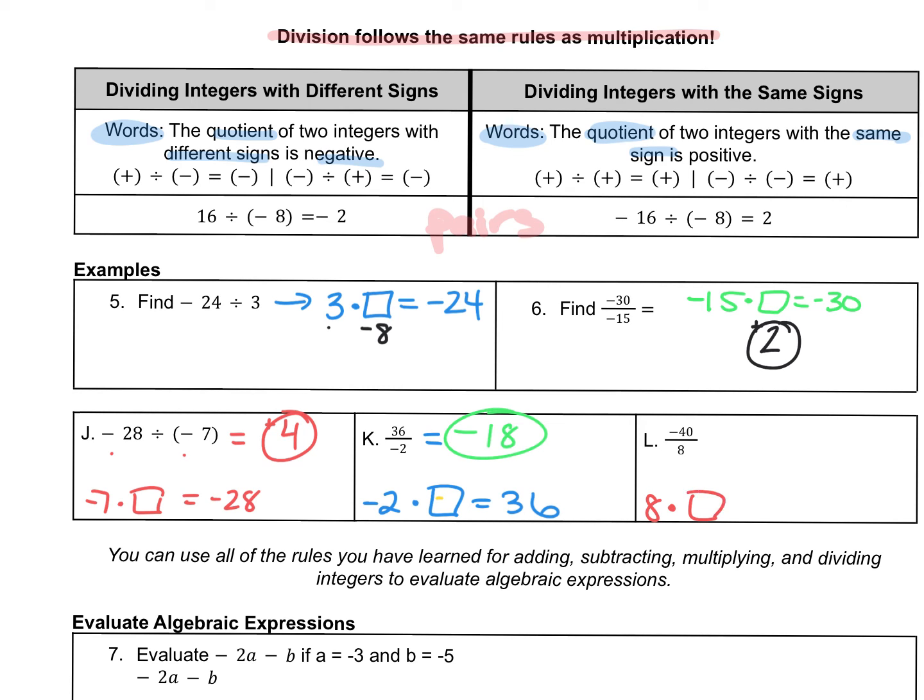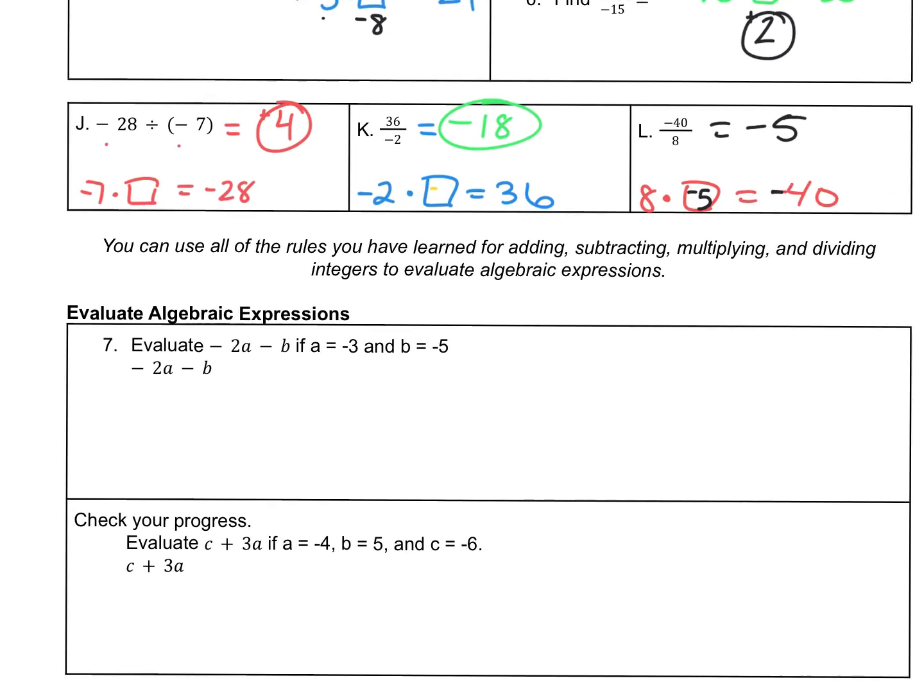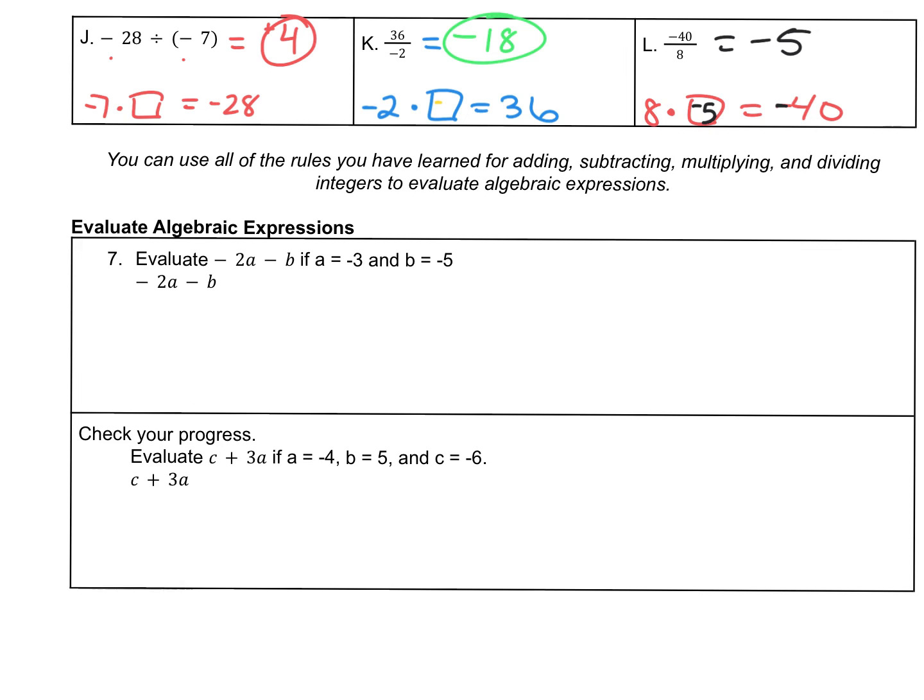8 times what gives me negative 40. So again, if you're not comfortable with division, use it as a multiplication sentence. A positive times a negative would give me a negative answer. 8 times 5 is 40. So that would be a negative 5. Hopefully that's going okay for you. Remember to pause, go back whenever you need to.